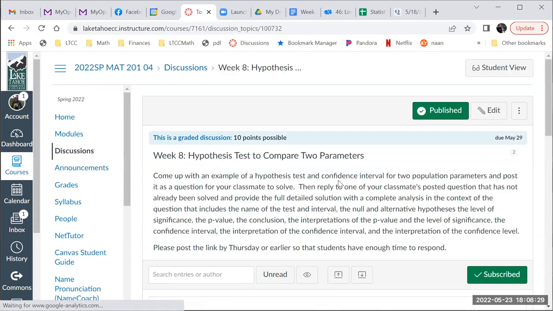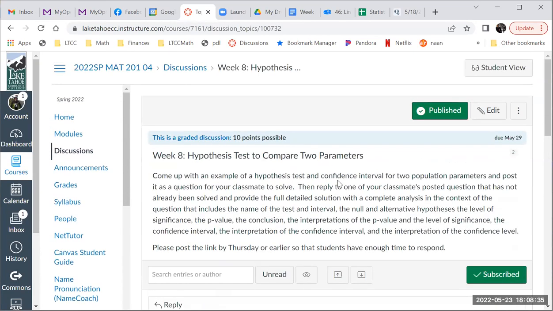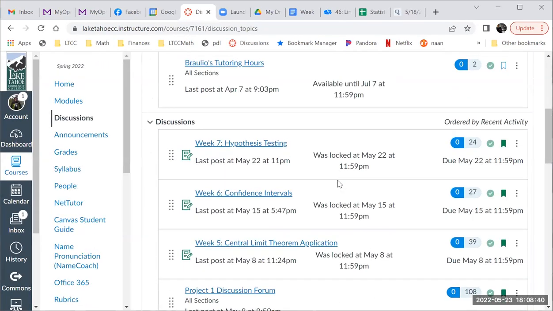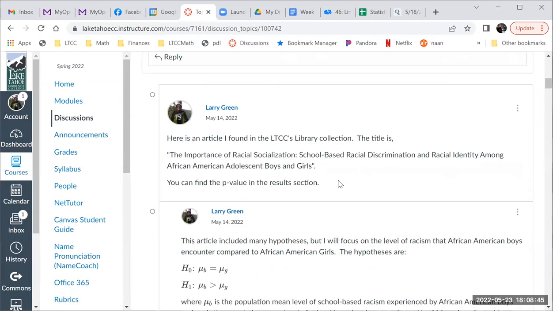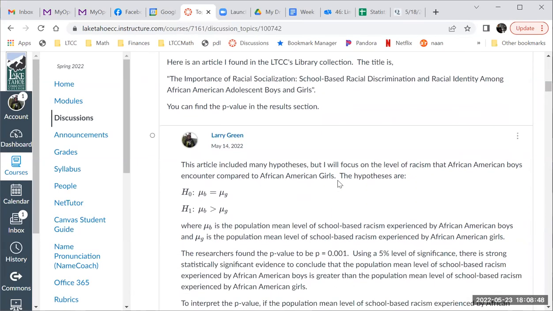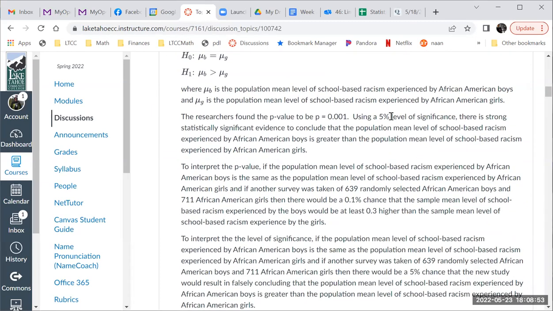The week 8. You mean this week's post? No, it was last week's post. So let me look at it. And let me find the 0.3. Okay, on the bottom. Right here, that part. Where did you get 0.3 from? That came from the article itself.